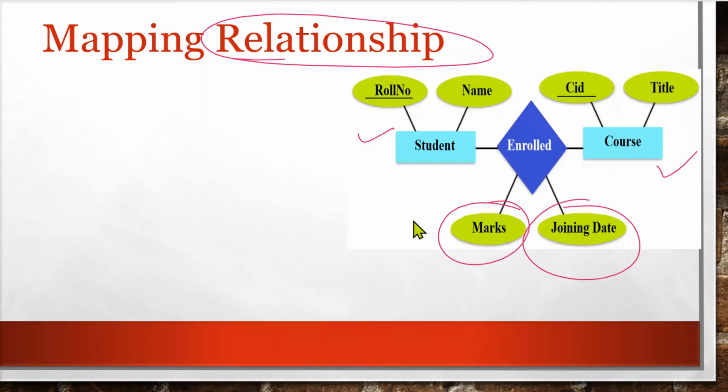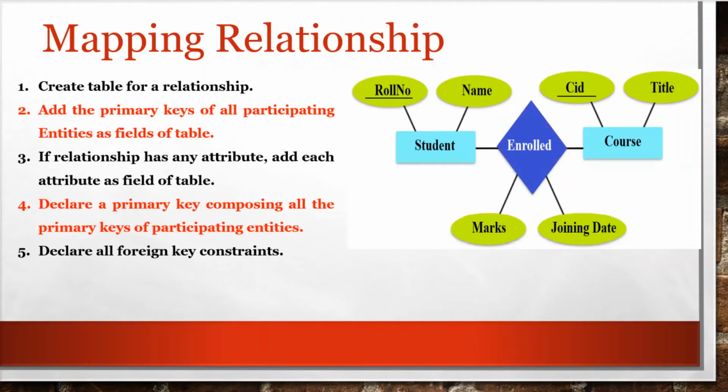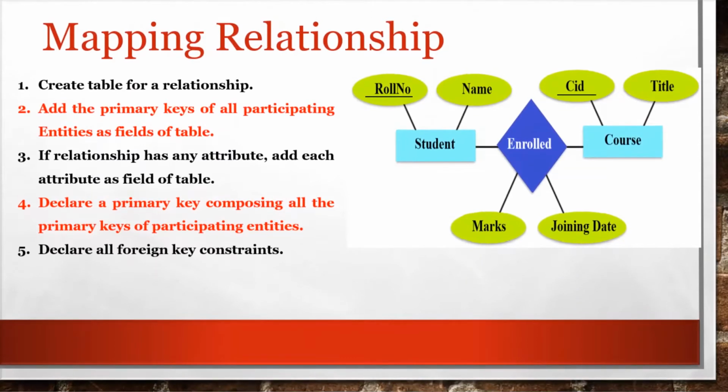These two attributes are not part of the student entity and also not part of the course entity. So these attributes belong to this relationship. The enrolled relationship is responsible for storing the values of these two attributes. In such a situation, the very simple approach is to create a table for both entities. So the first table will be created for student and the second table will be created for course, right?